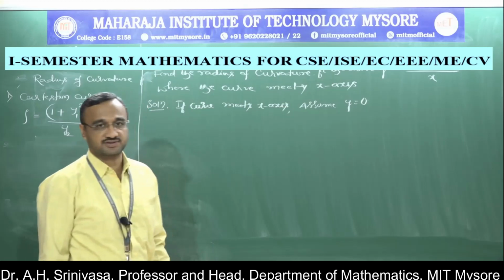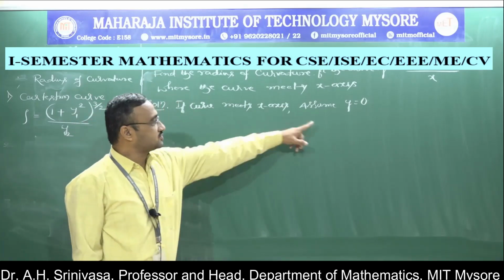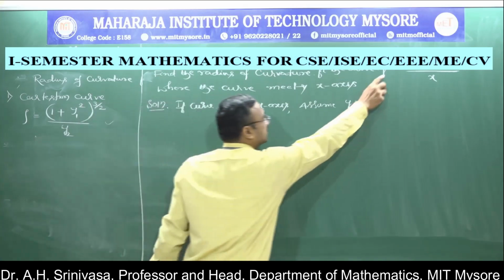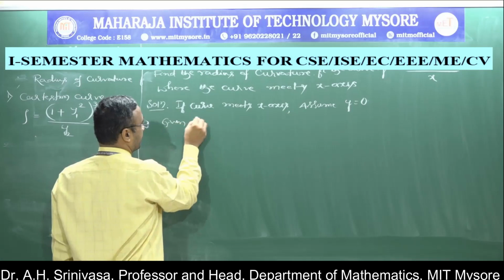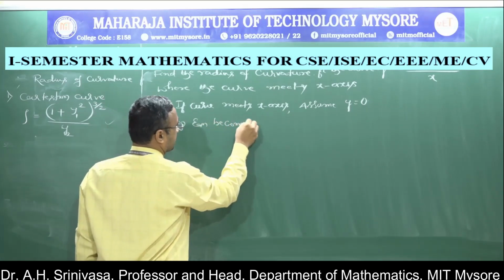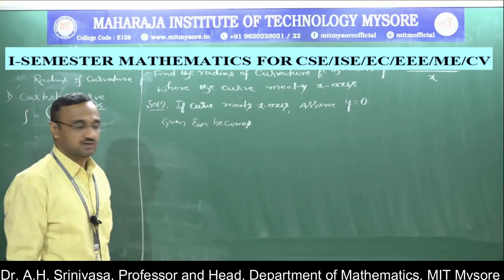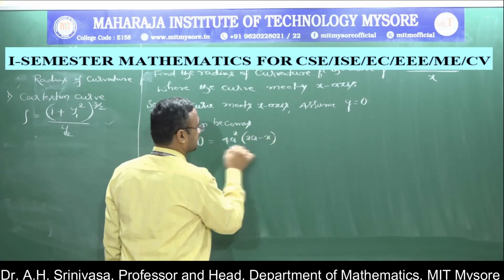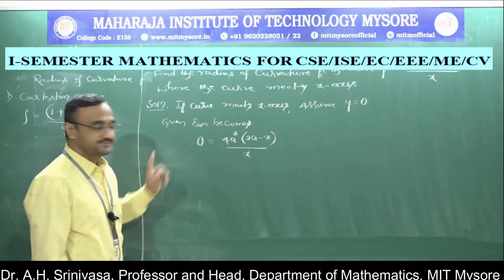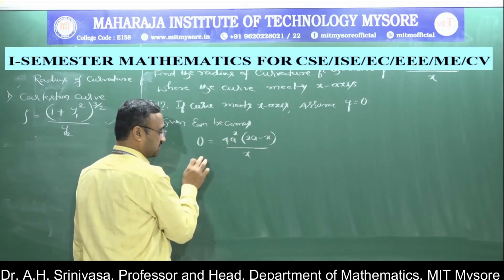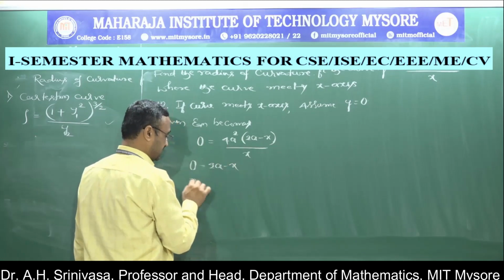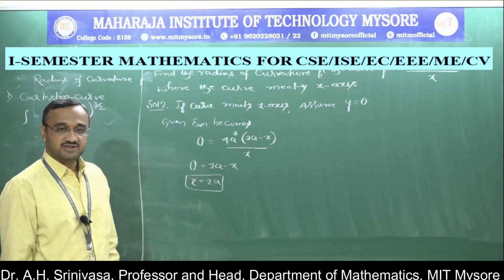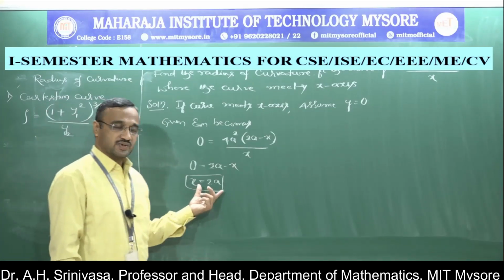First we are going to find the point of intersection. For point of intersection, we have to assume y equal to 0 because the curve is on the x-axis, so the y coordinate automatically becomes 0. Now put y equal to 0 in the given curve equation. What happens, just you have to check it now. 0 equal to 4a square, then (2a minus x) by x. If we make a cross multiplication or simplification for this, we have 2a minus x, then we have x equal to 2a. So now we got the x value when y equal to 0.